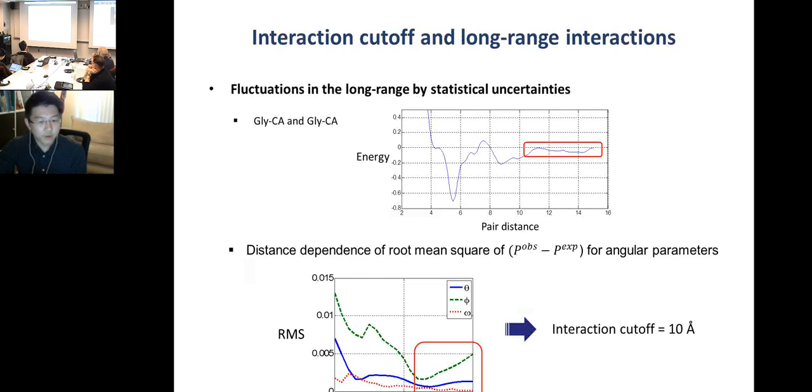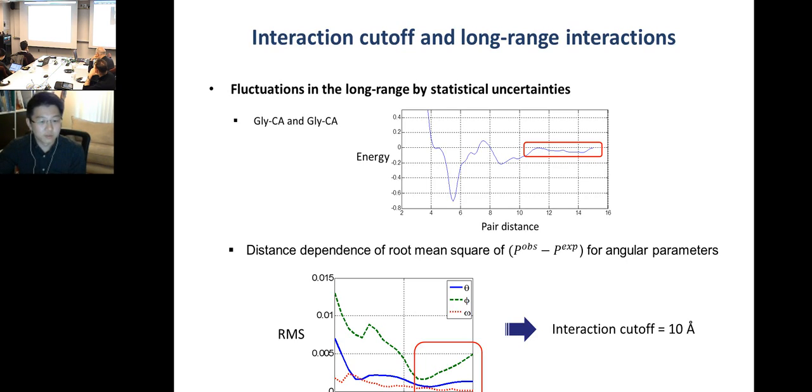And also, in order to get accurate statistical potential, we need to consider a proper interaction cutoff. And the proper interaction cutoff is needed because of the statistical uncertainties, there are always fluctuations in the long range, although there are no electrostatic interactions.